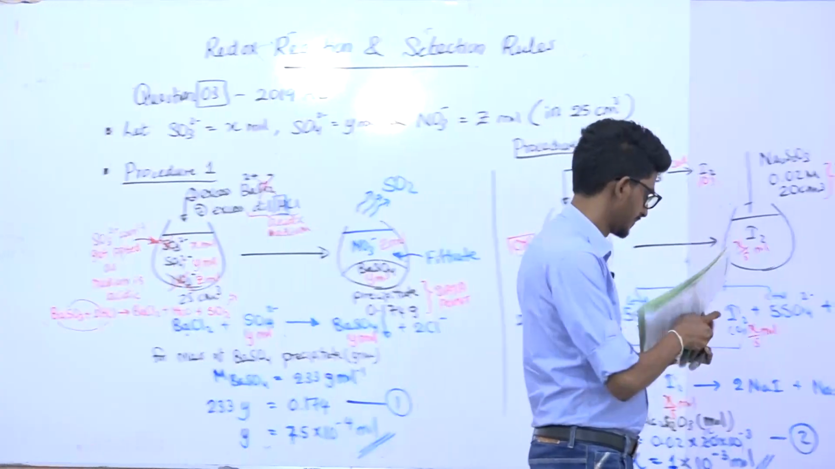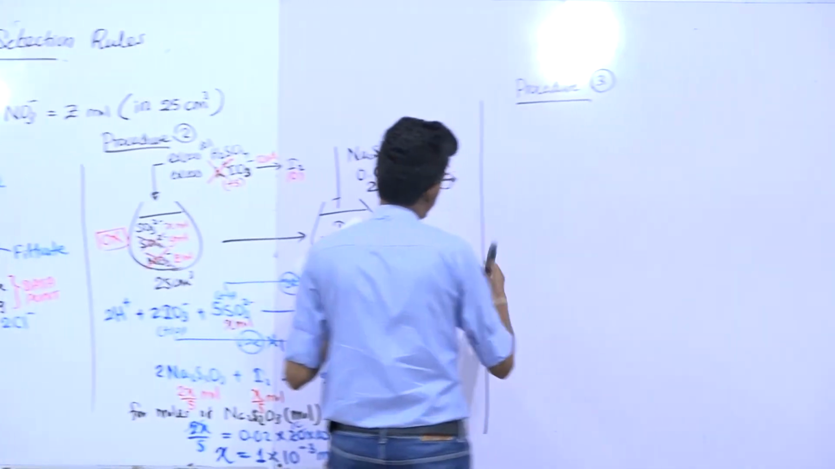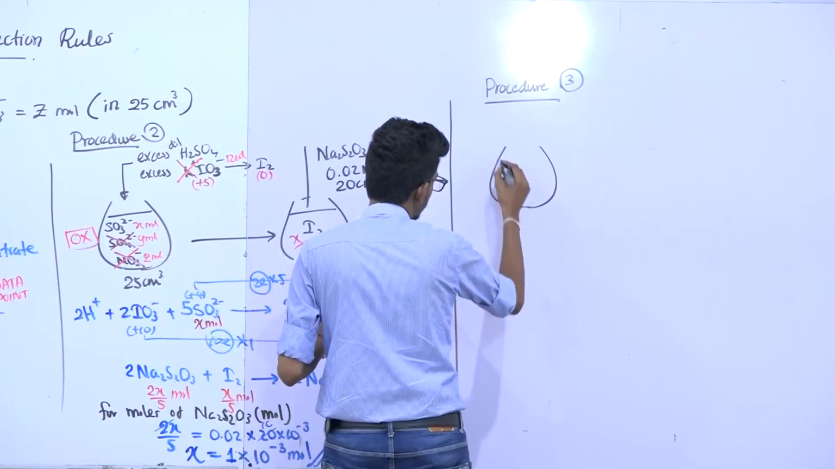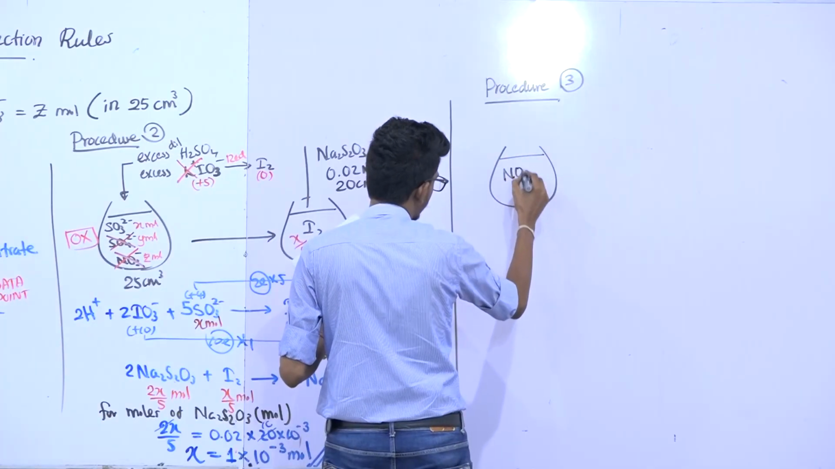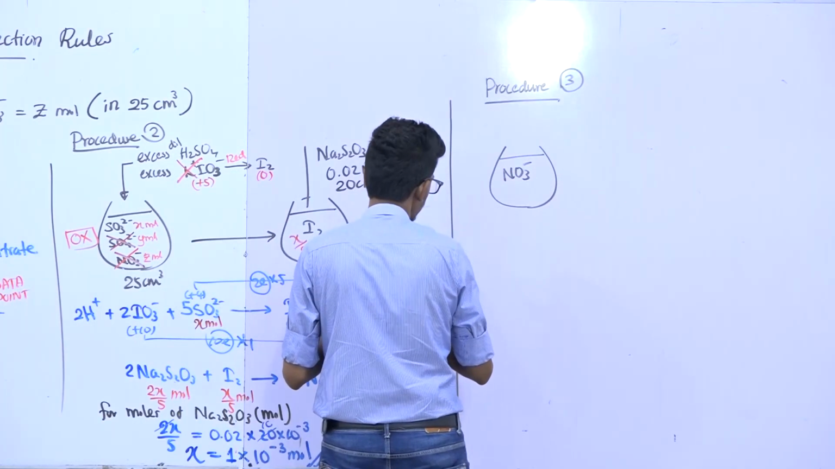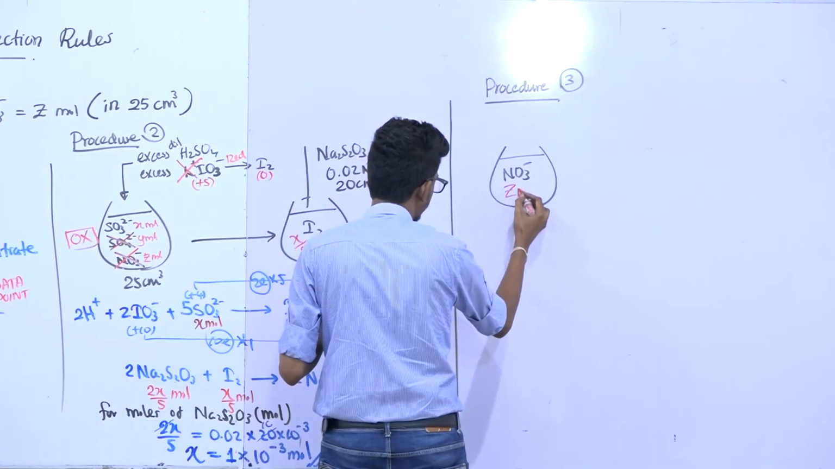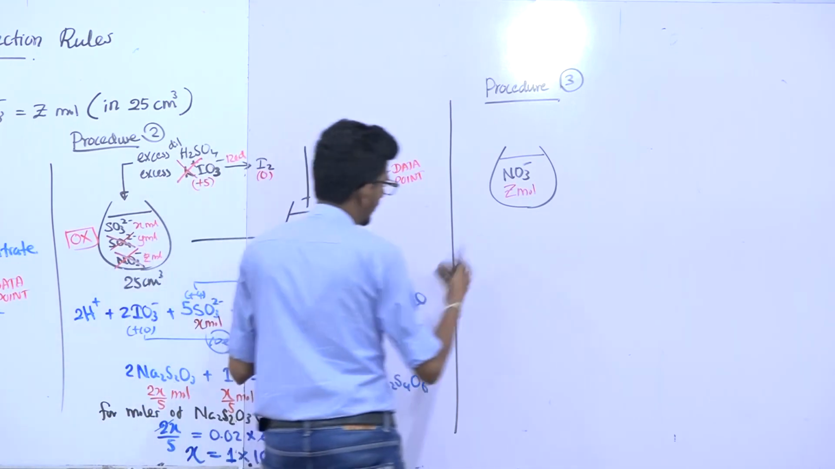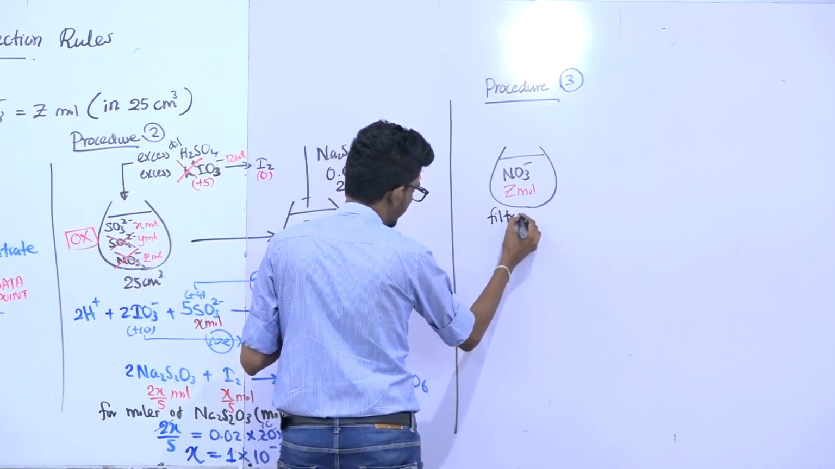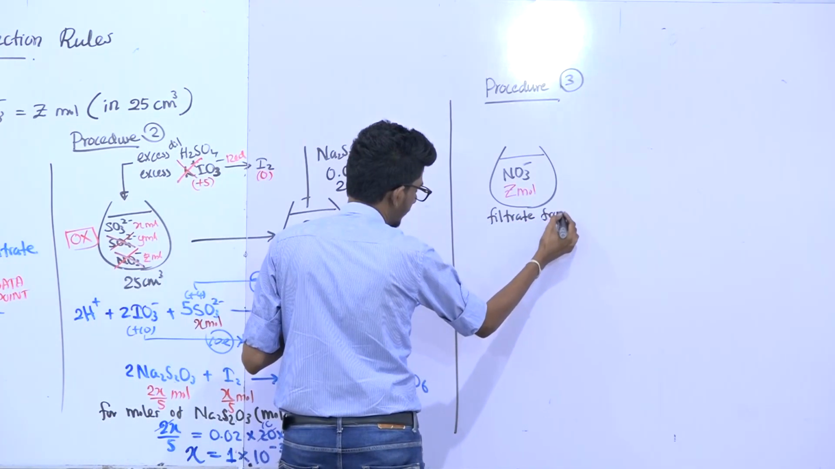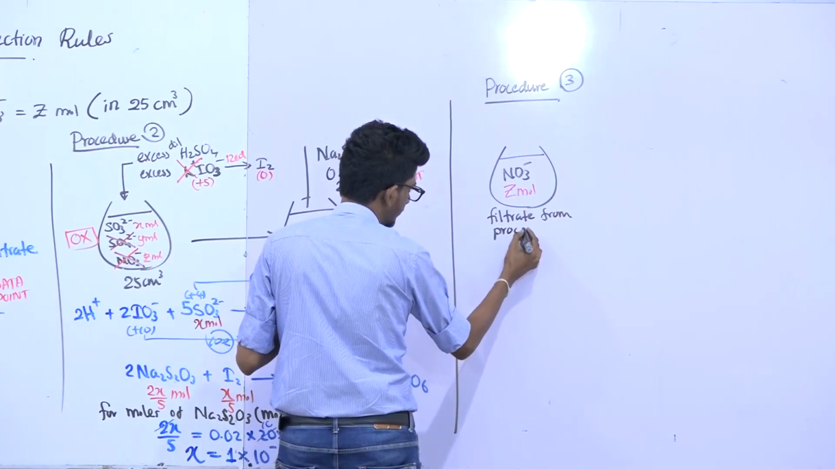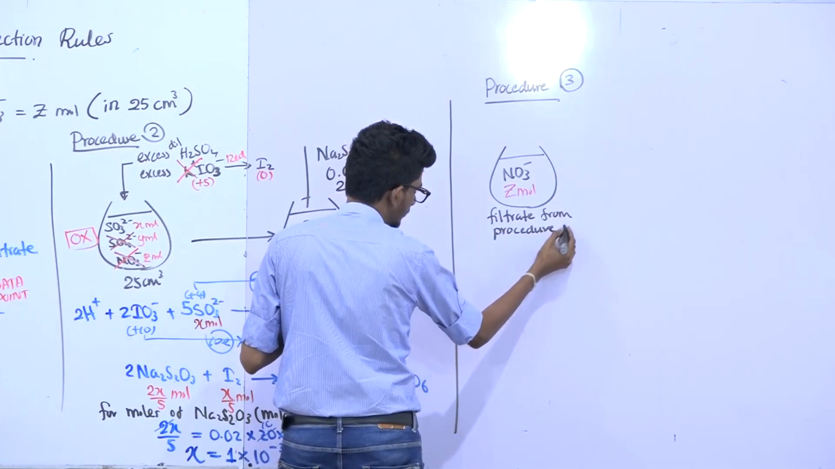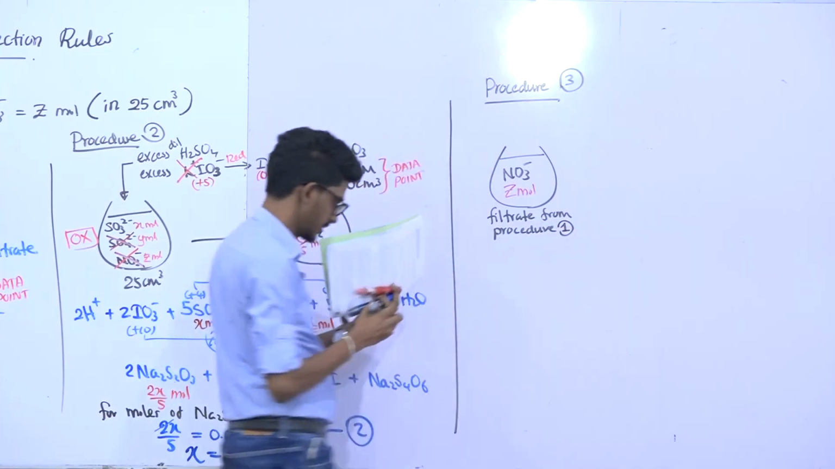So your filtrate contains NO3 minus ions, Z moles of that. See what they have done with this filtrate from procedure 1.